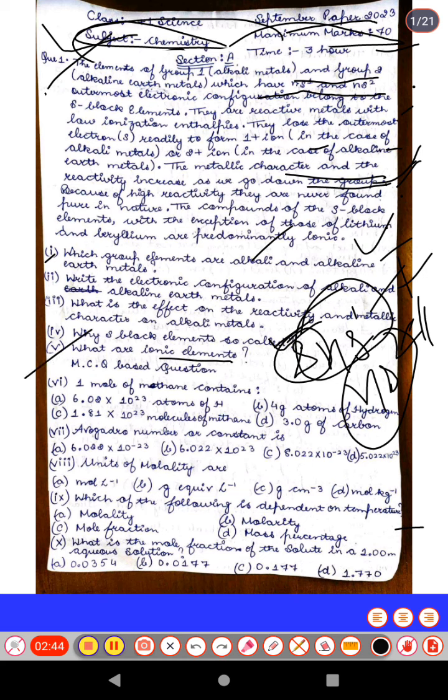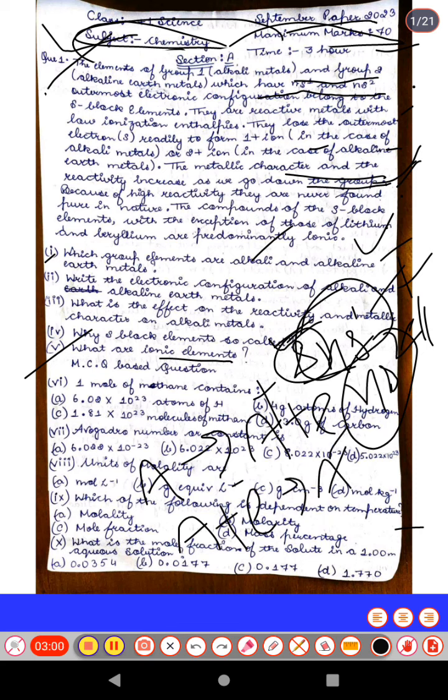Ionic compounds or ionic elements are those formed by the loss or gain of electrons. If any element loses an electron, it forms a cation, and if any element gains an electron, it forms an anion. So different types of ions, cations and anions, are formed, and these are ionic elements. The elements which have a tendency to lose or gain electrons form ions. And here s block elements are ionic elements because they have one unpaired electron and two unpaired electrons. Okay.